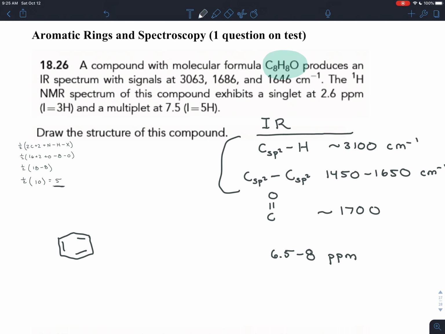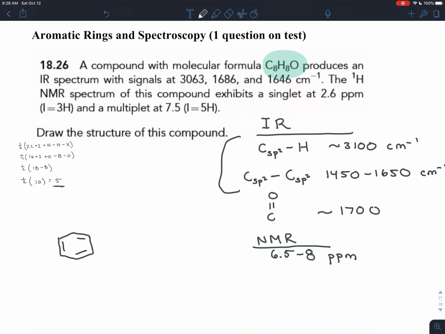Next, this aromatic benzene ring. The other way you can confirm it is by looking at the NMR spectrum. Do we have a signal there between 6.5 and 8? And we do. We have a multiplet at around 7.5. So we definitely have benzene. All signs are pointing to benzene.